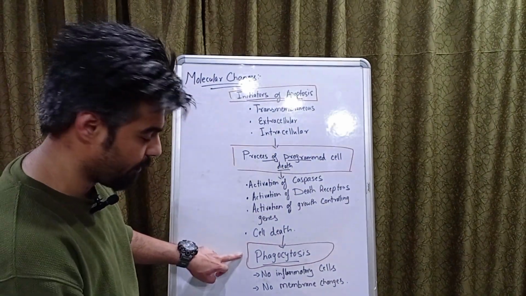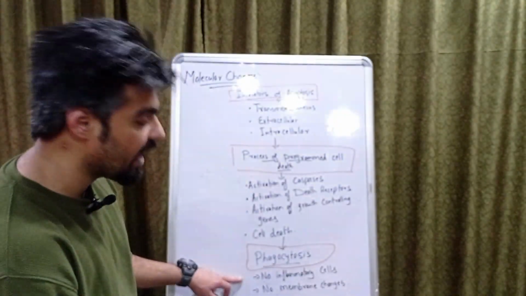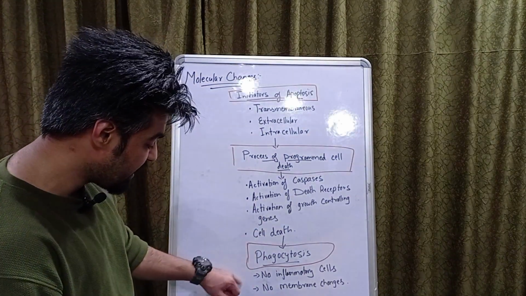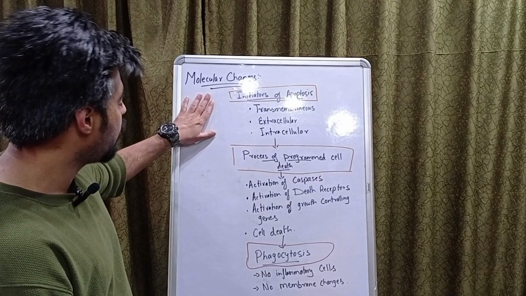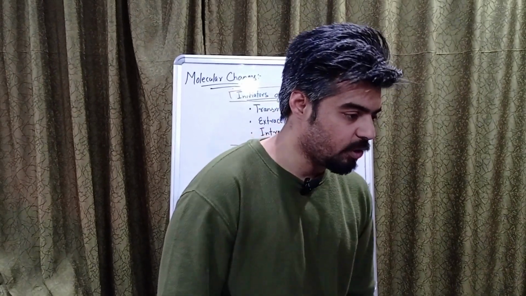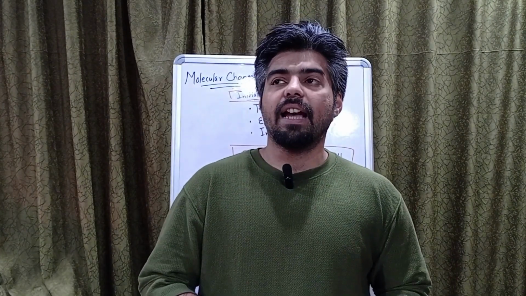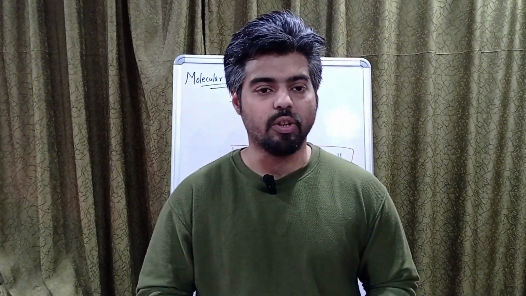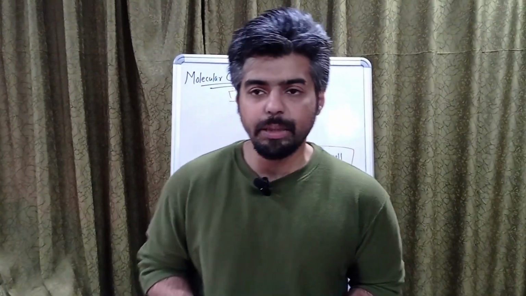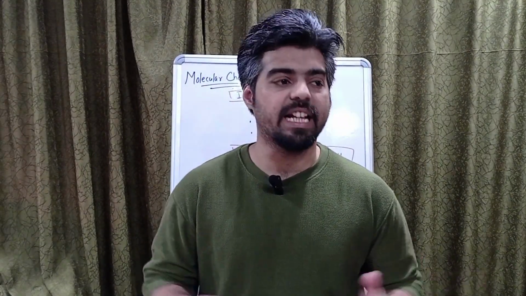And then in phagocytosis, what happens? The last step that occurs is phagocytosis, where no inflammatory cells are there and no membrane changes occur. So these are the molecular changes that occur in apoptosis. That's all guys. This was the morphology of irreversible cell injury. I have explained all the three processes, that is necrosis, apoptosis, as well as autolysis. All the three processes of the morphology of irreversible cell injury have been explained.